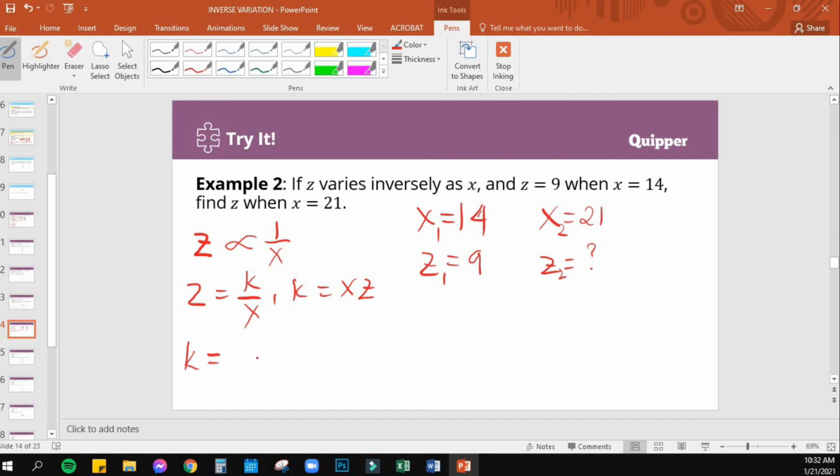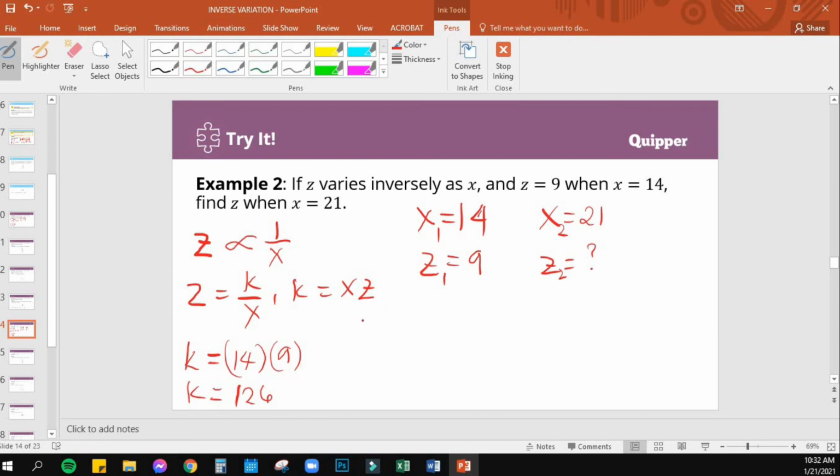Okay? So, k, using the formula k is equal to x times z. Okay? What is x? x is 14 times 9. And then 14 times 9, that is 126. Tama ba ako? 126. Am I right? 126. 14 times 9 is 126. Okay?